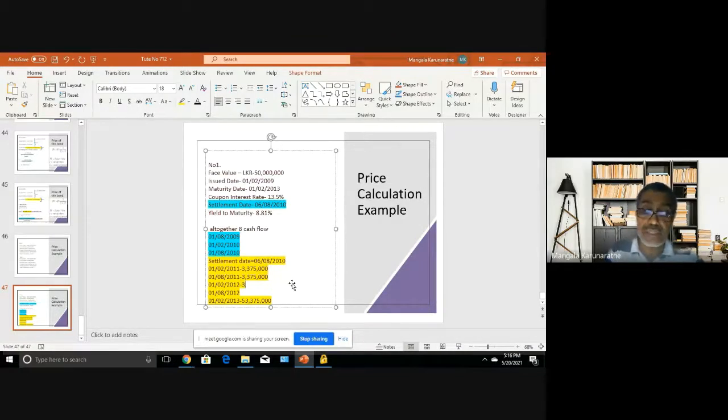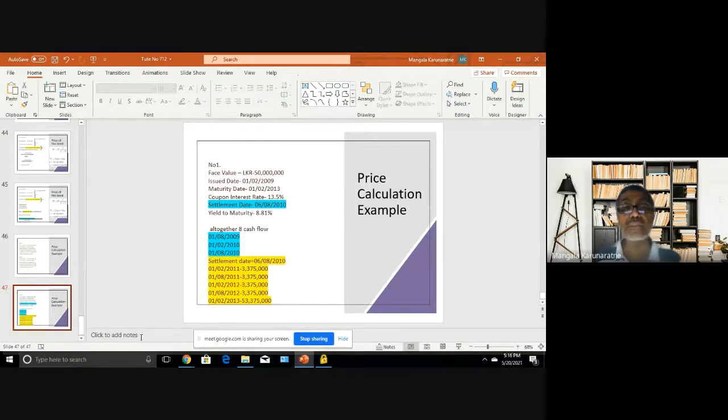It's easy, not very difficult, but you should be conversant with a few things, then it's easy. And you should know how to begin this. So you can begin with the cash flows. So these are the cash flows, and we need to calculate the present value of these future cash flows. That's it.